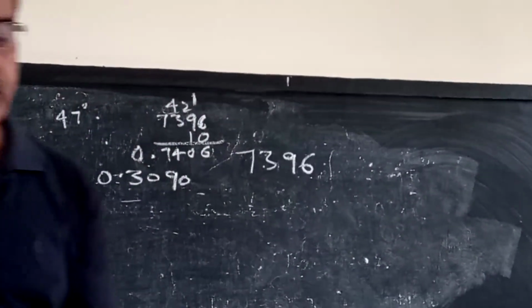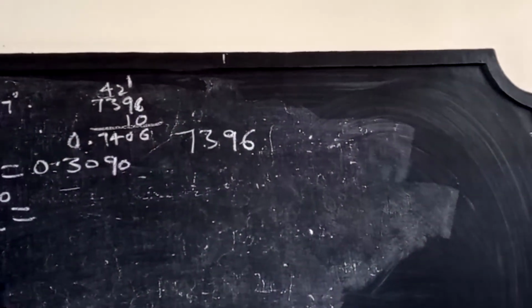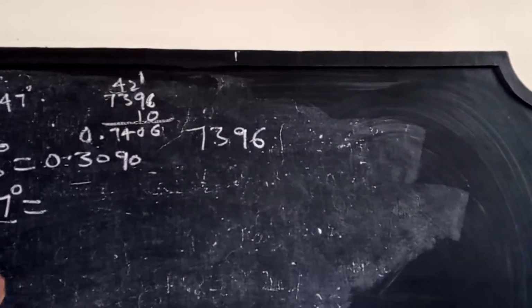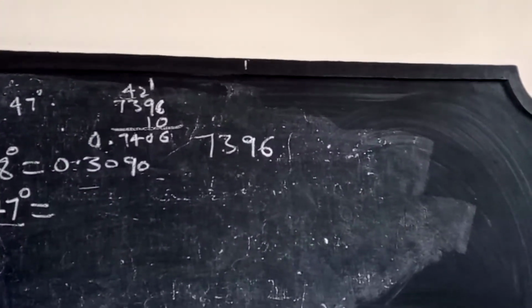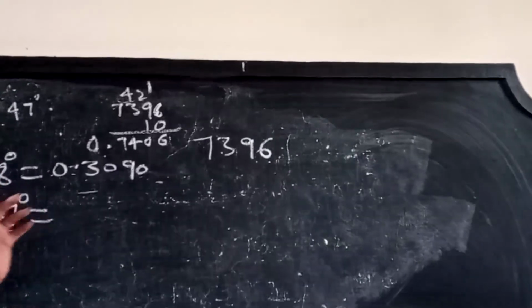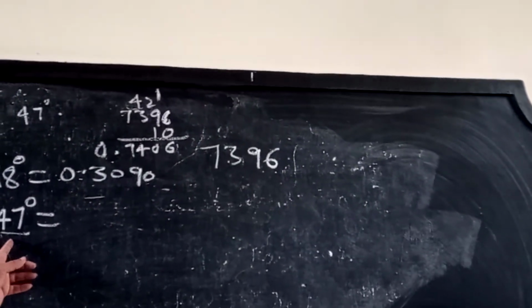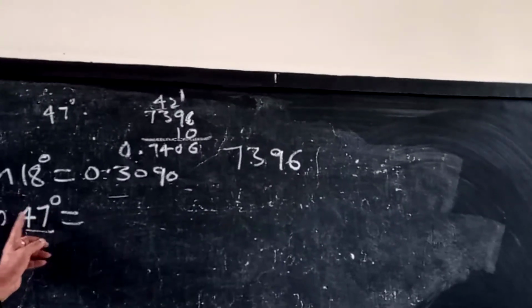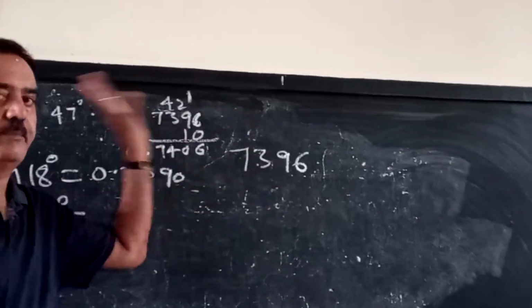Why decimal? Because you know the maximum value of sine is sine 90. Sine 90 is 1. Less than 90 degree, it will be in decimal form. Here it is 47 degree. So less than 1 means it will be decimal. So sine 47 degree 42 minutes is 7396 given.